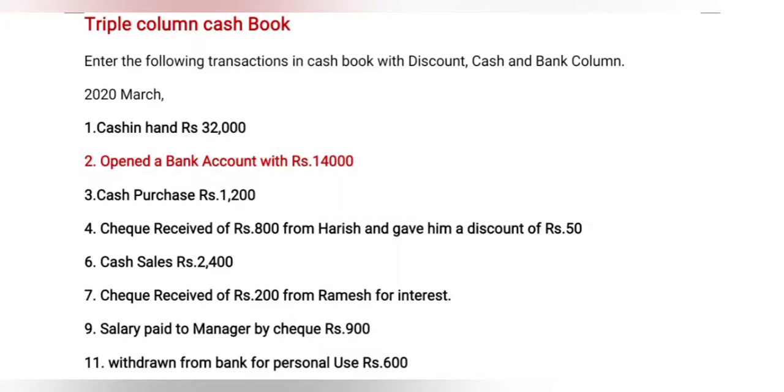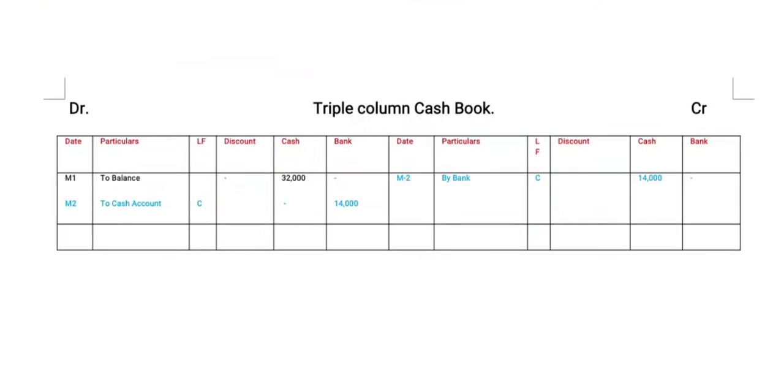On the second date, open a bank account with 14,000. That means deposit cash in bank. Here it is a contra entry, affecting both sides. Coming to the cash book credit side, it is 2nd March by bank 14,000 rupees. Why? Because the amount is going out of the business, that's why we credit the cash book. Now we come to the debit side of the bank column. It is March 2nd to cash account, bank column, 14,000 rupees. This amount is to be debited in bank.